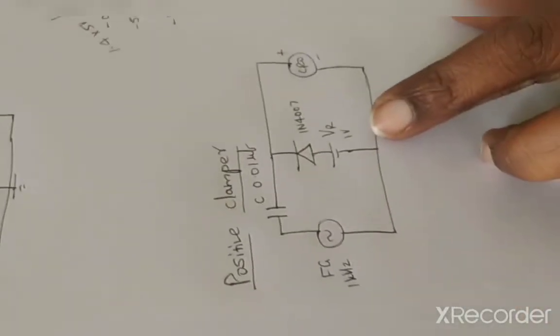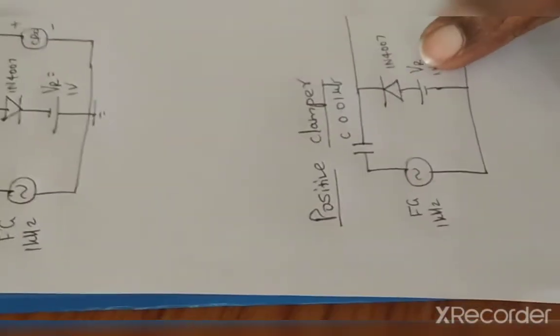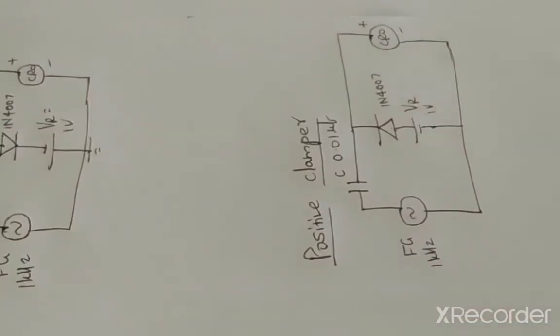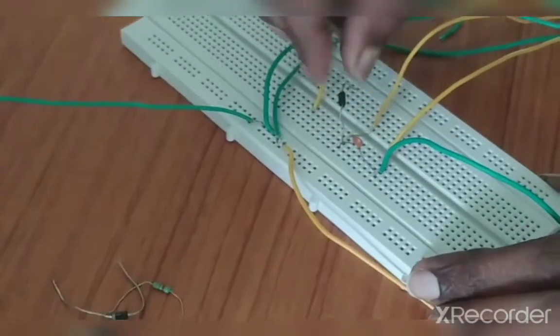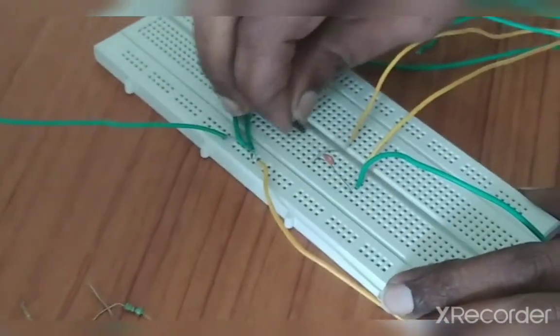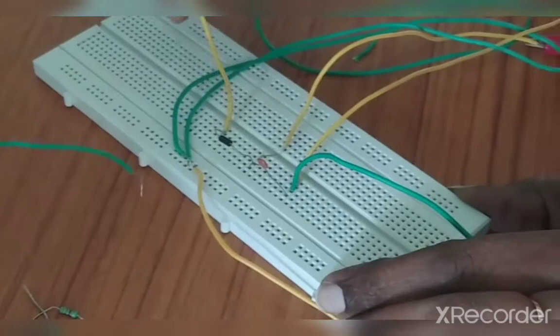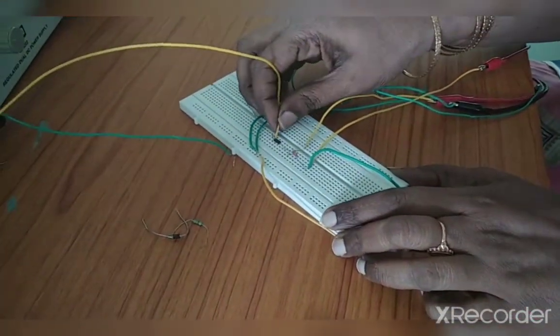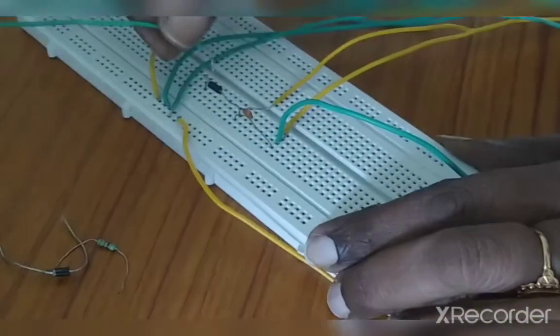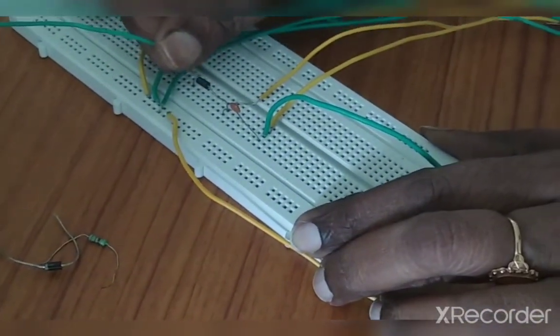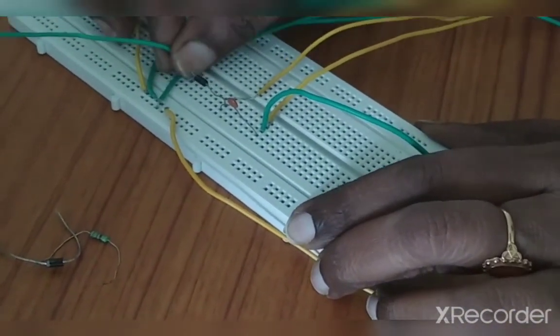To clamp to this new level, compared to the previous connection of a negative clamper, we are just going to interchange the diode and your power supply. So here we are going to change the direction of the diode. Now the negative of this diode is connected to one end of the capacitance, and the negative of the power supply is connected to ground, and the positive is connected to the positive of your diode.